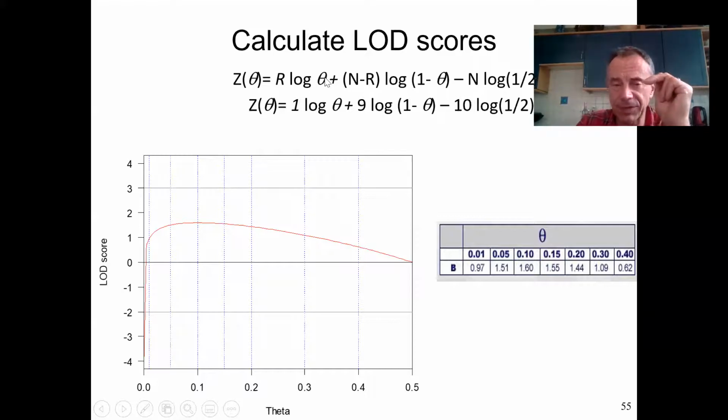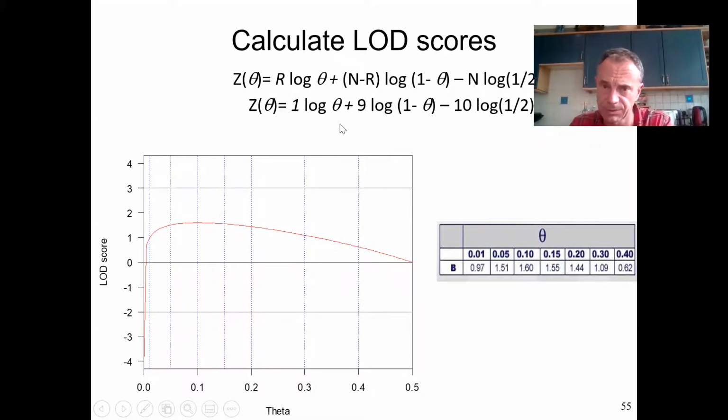At any given value for theta, the LOD score will be R, the number of recombinants, times the log base 10 of theta, plus n minus r times log base 10 of 1 minus theta, minus n, which is here r plus n minus r, times log a half. In fact, I see I've jumped notations on you.